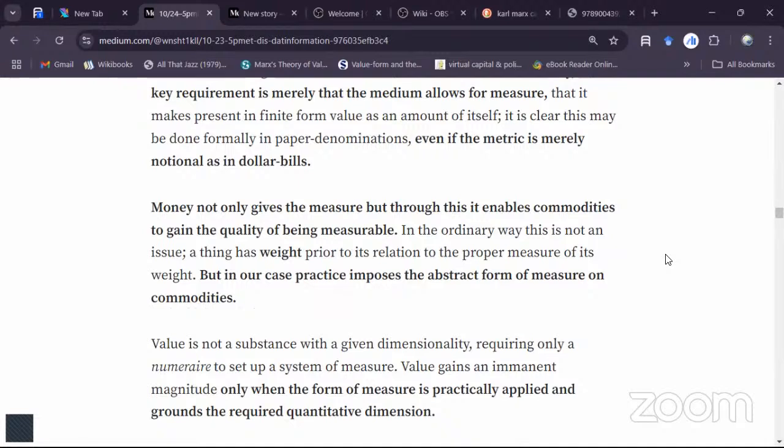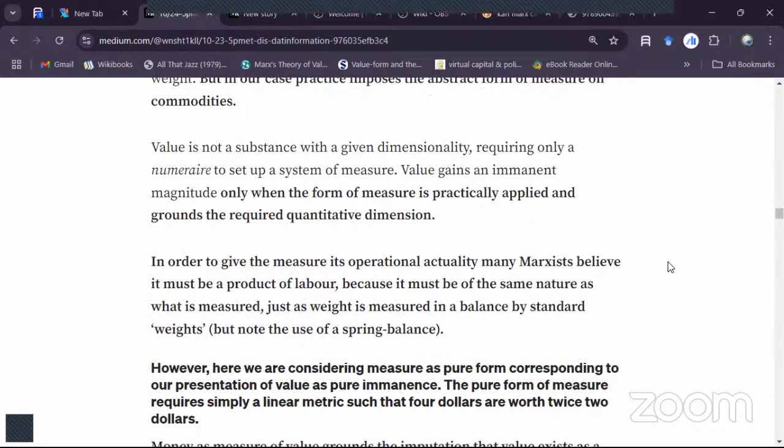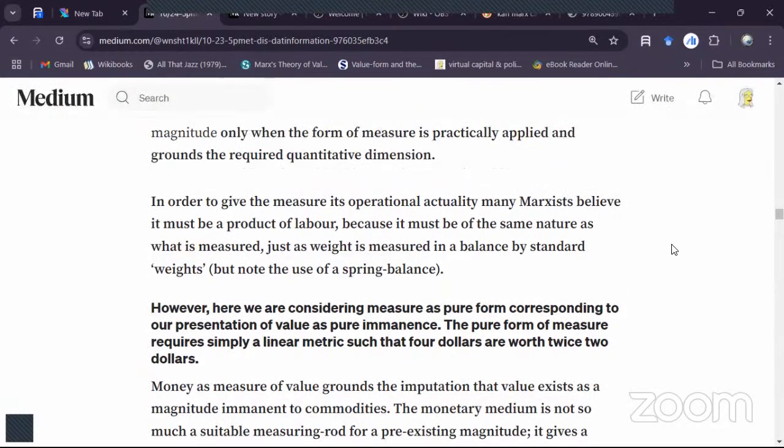Note that it's not actual pork bellies that were traded as commodities. And in fact, we no longer use pork bellies as an official commodity, which is a whole different set of questions. Value is not a substance with a given dimensionality requiring only a numeraire to set up a system of measure. Value gains an immanent magnitude only when the form of measure is practically applied and grounds the required quantitative dimension. So there are all these criteria going on relative to gold, the gold that you would melt, the gold that you would hide in your attic and put in the pocket of your suit.